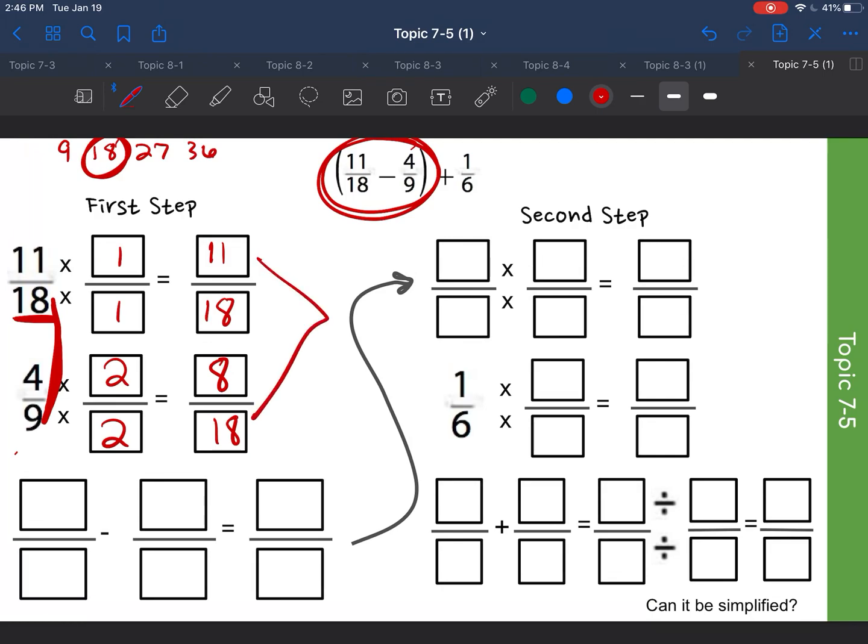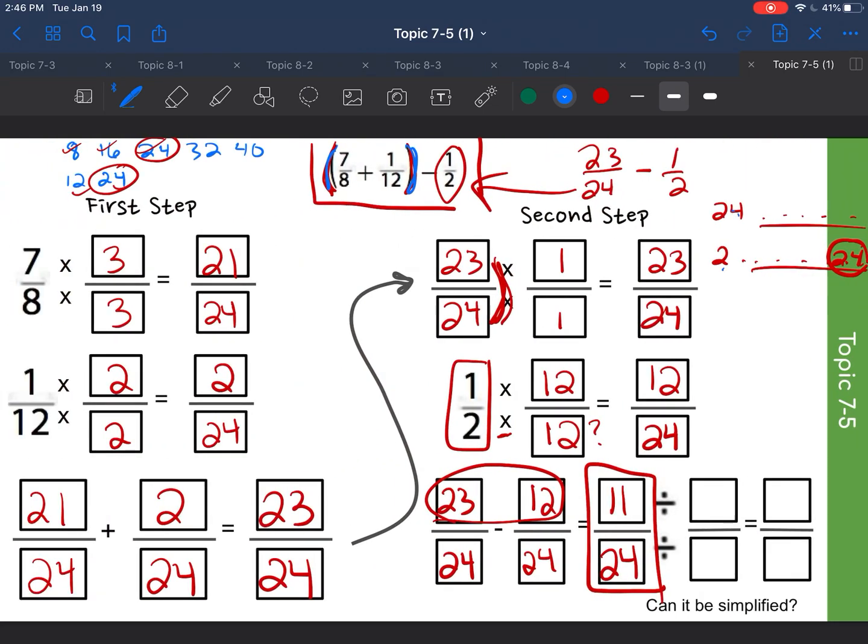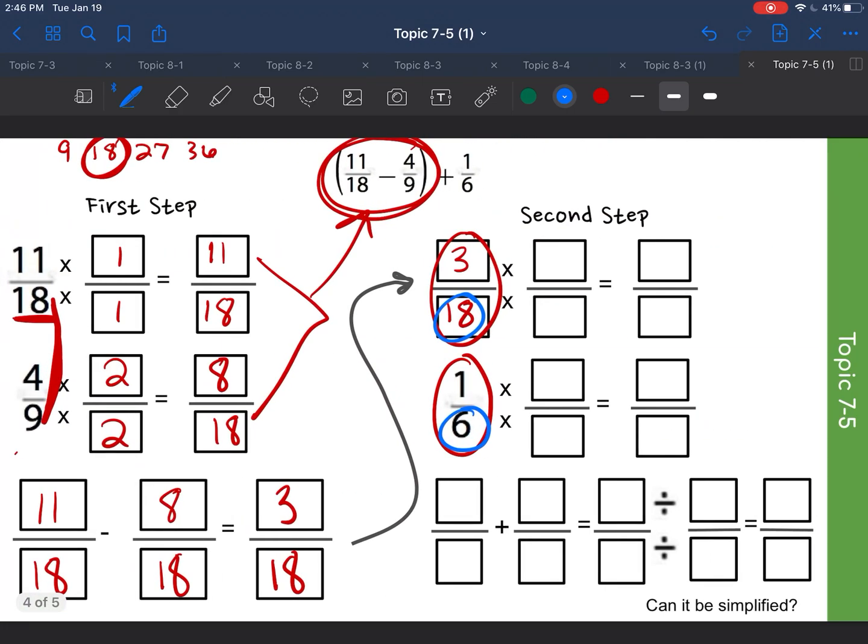So now we subtract these two because that's what it says to do in the parentheses. 11/18 minus 8/18. Remember, denominator stays the same. You get 3/18. So 3/18 goes here, and then 1/6 is down here. Now we need to find a common denominator between 18 and 6. And similar to last time, I would personally start with the lower number and list the multiples of the lower number, because most of the time you don't have to change both of them. You only have to change one of them.